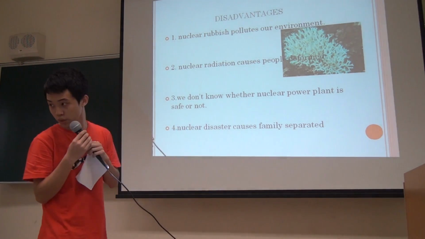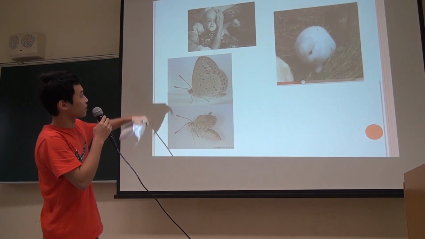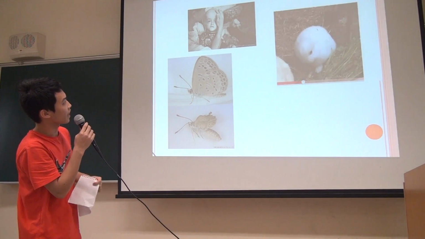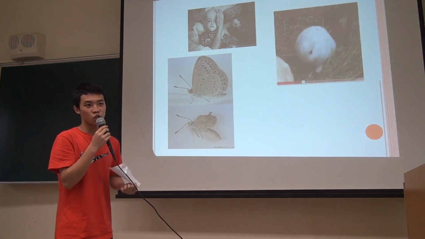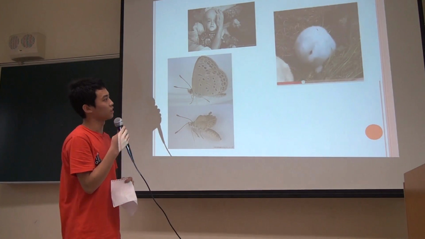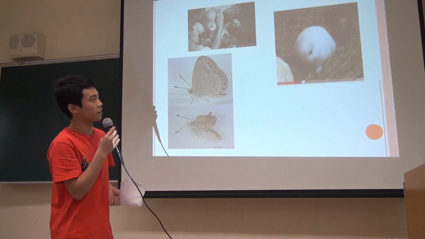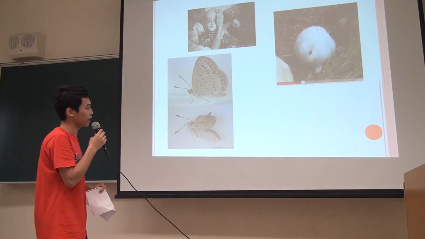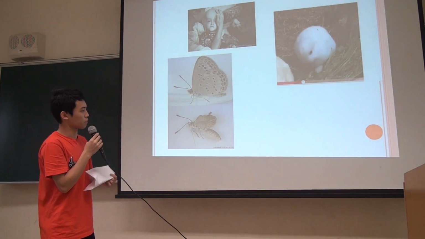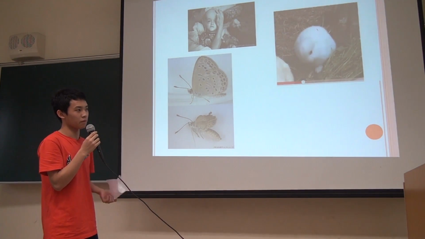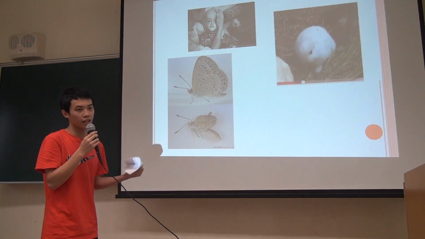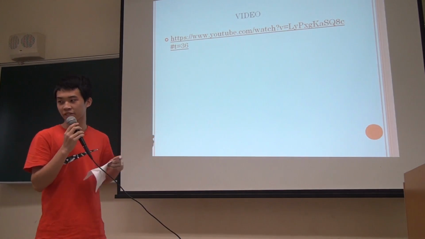Okay, next page. And see the picture, the baby's head is big because of radiation. And like the rabbit, it's cute, but it doesn't have any ears. And the butterfly, see its wings are small and maybe it can't fly and it will be eaten by other animals. Okay, let's see a video.